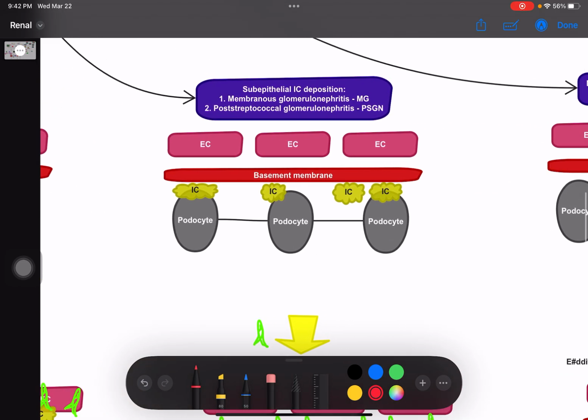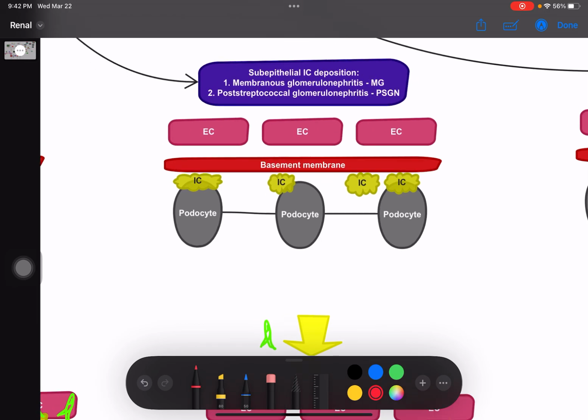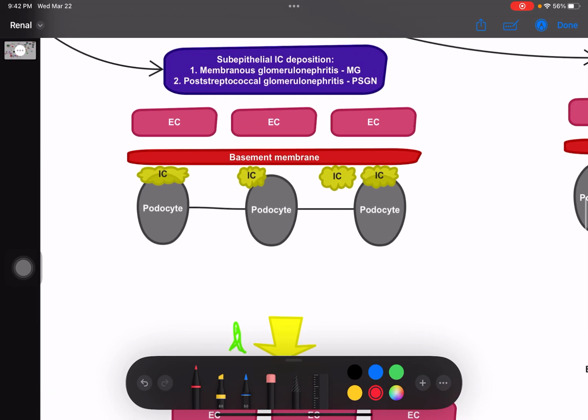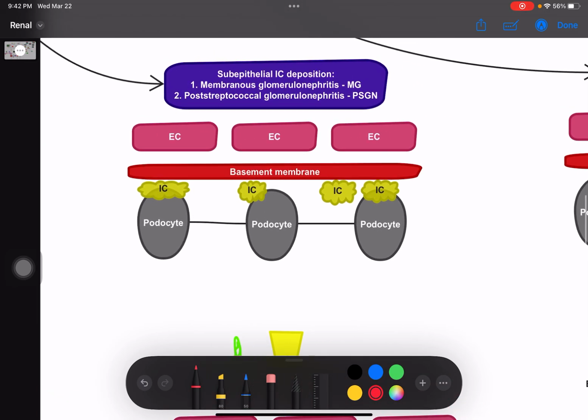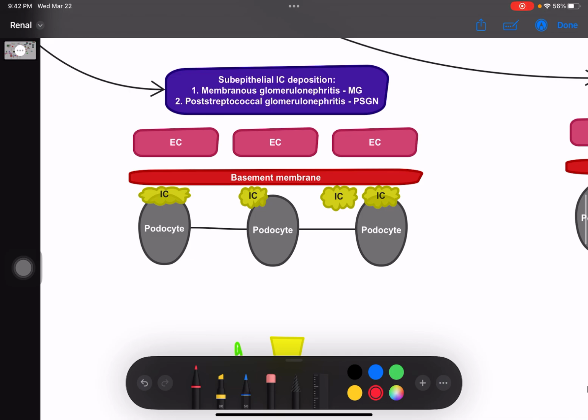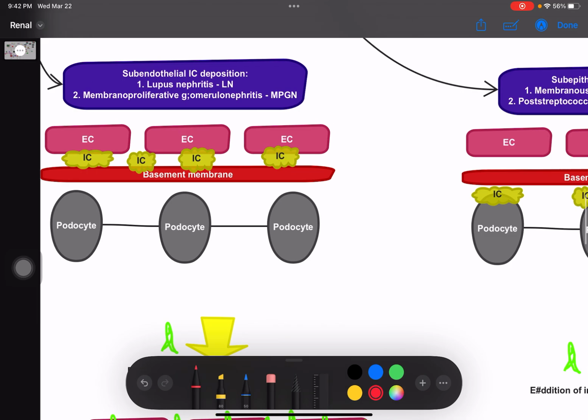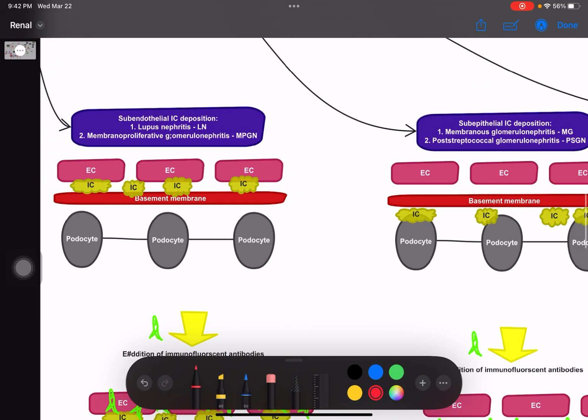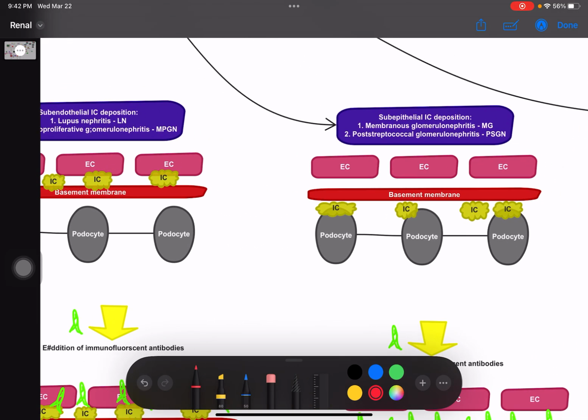So the second type is subepithelial immune complex deposition. So epithelium here is the basement membrane. So below the basement membrane, there's a deposition of immune complexes. Diseases include membranous glomerulonephritis and post-streptococcal glomerulonephritis. Now, how I remembered these two is looking here, we have two diseases here.